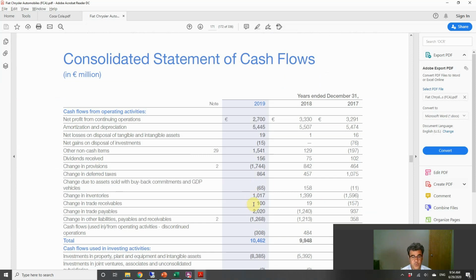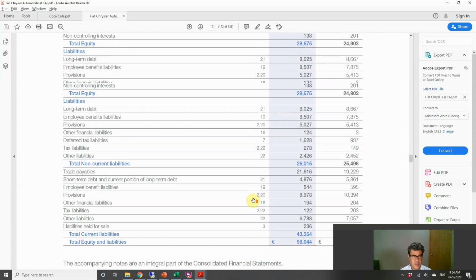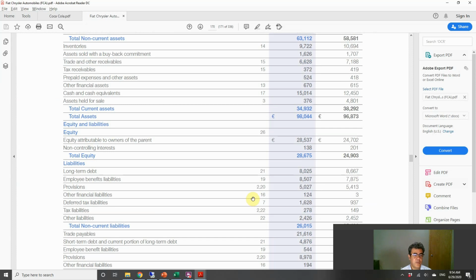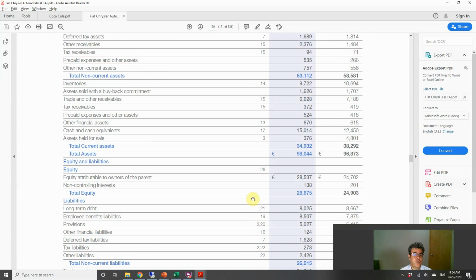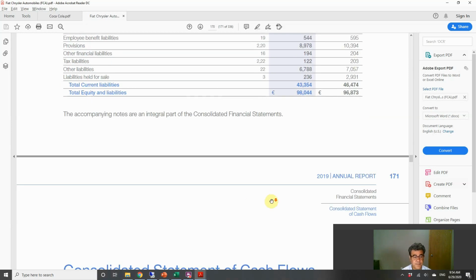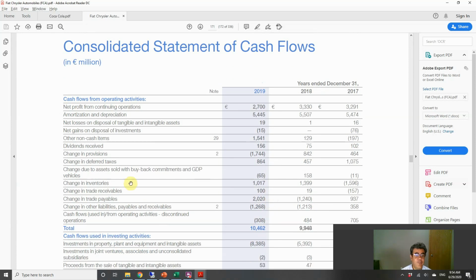Trade receivables, we are also adding it here. Where are you? Trade receivable, also it is decreasing our accounts receivable here. So we are receiving it. If we are receiving it, it is adding to our cash. And also about payables, trade payables also increase our cash.